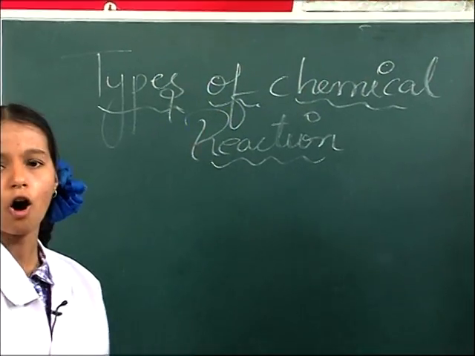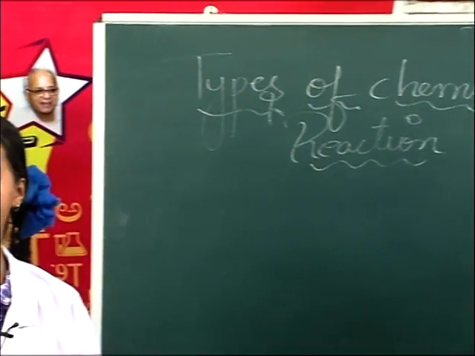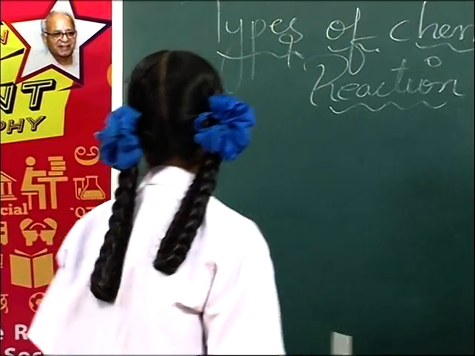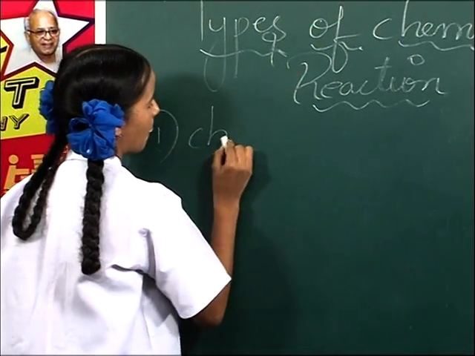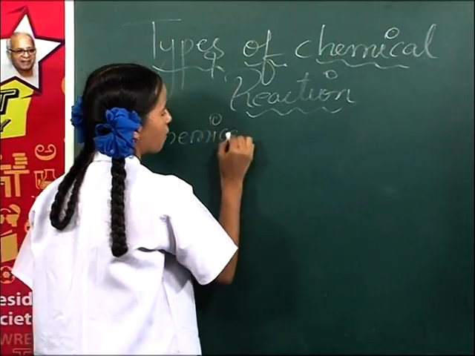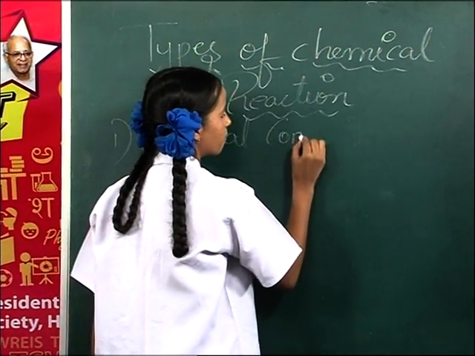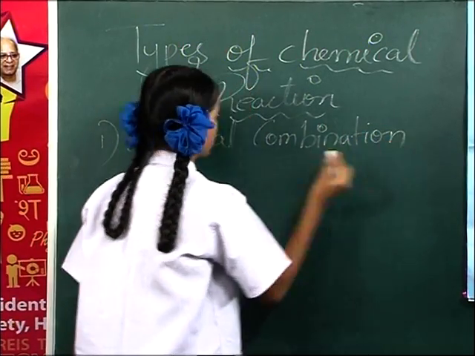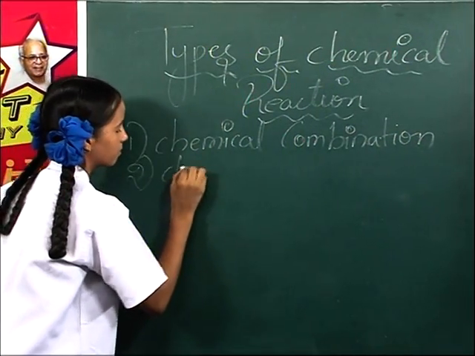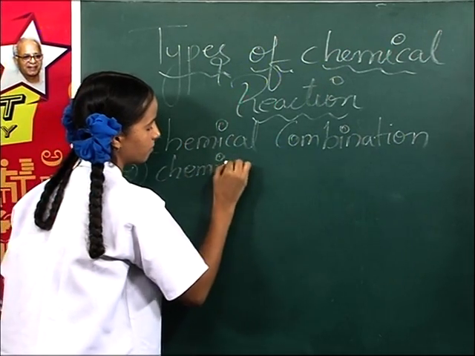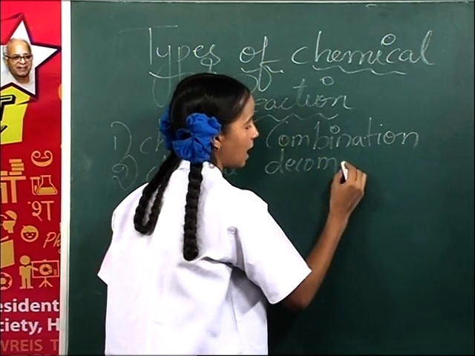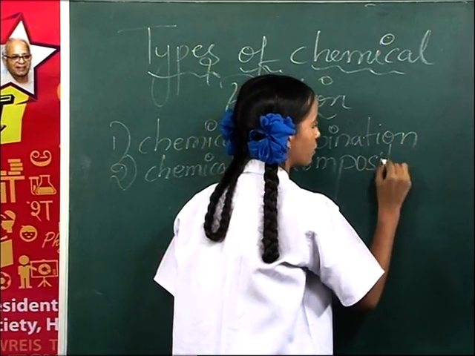Tswreis, how many types of chemical reactions are there? Yes, it's a good answer. The types of chemical reactions are 4 types. What are they? First one is chemical combination. And second one is chemical decomposition. What is the second one? The second one is chemical decomposition reaction.